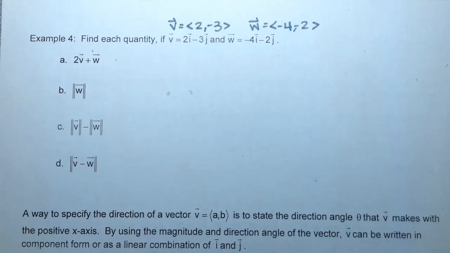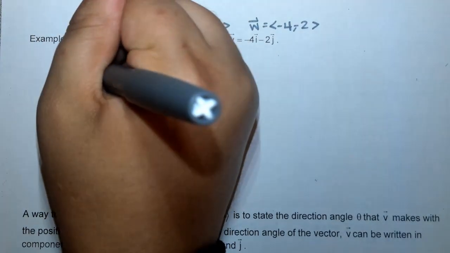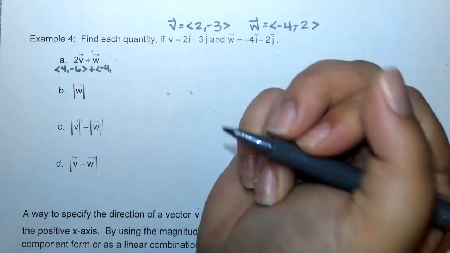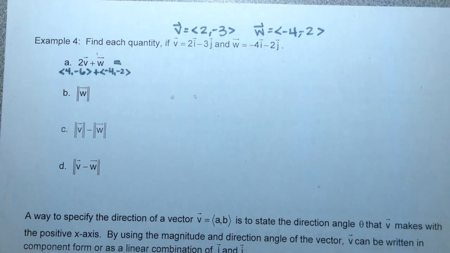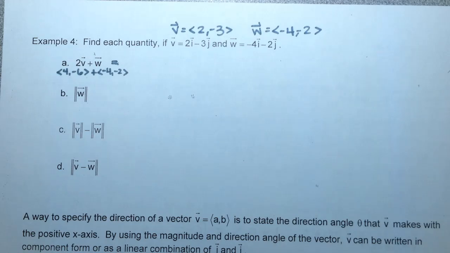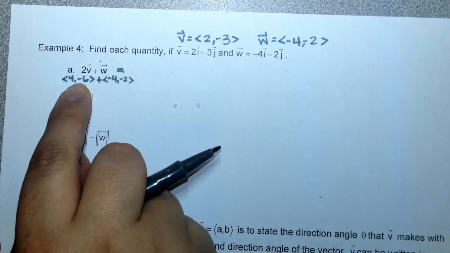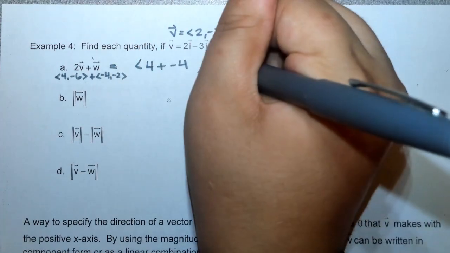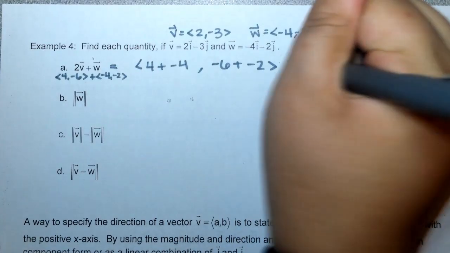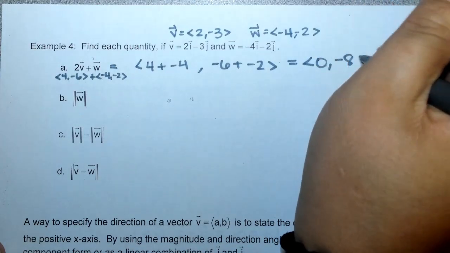So, how am I going to do 2 vector v plus vector w? 4, -6. I multiply that vector v by 2, plus, what's my w? -4, -2, or positive 2? -2. And as a reminder, how do I do this? Make sure you're adding your x's and your y's. A lot of y'all like to do this: let me add these two together. Don't do that. Add your x components. Add your y components. What do I get? 0, -8.